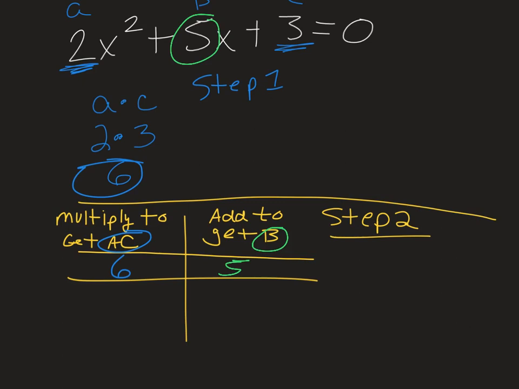So I'm going to start looking for factors that I can multiply to get 6. So I could do 1 times 6, but 1 times 6 does not equal 5. Or I could do 2 times 3, and yep, 2 plus 3 also gives me 5. So I just found those two numbers that I needed, which were a positive 2 and a 3.